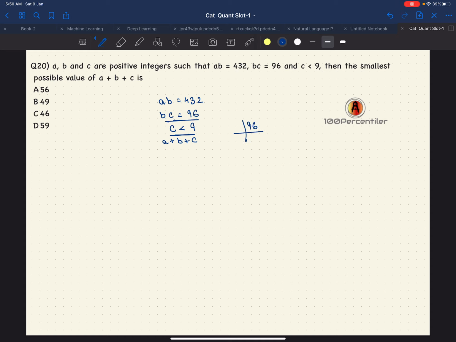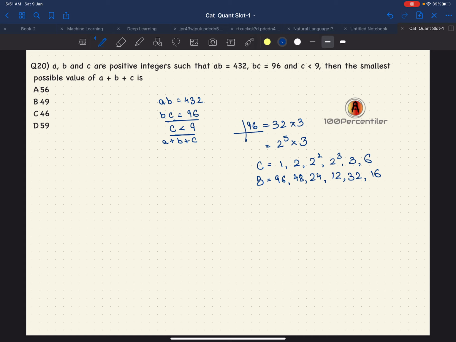So, first let's factorize 96. It's nothing but 32 into 3, which is 2 raised to power 5 into 3. Now, as c is less than 9, the possible values of c could be 1, 2, 2 square, 2 cube, 3, and 2 into 3, which is 6. So, these are the only possible values here. For these values, the values of b would be 96, 48, 24, 12, 32, and 96 divided by 6 is 16.